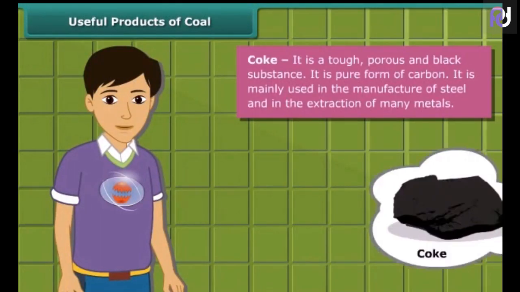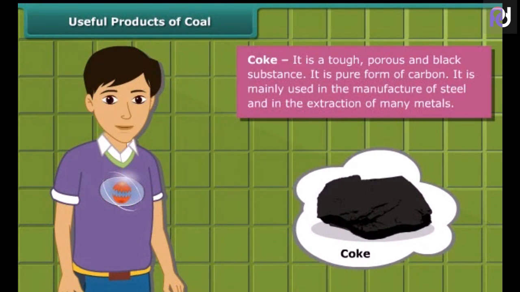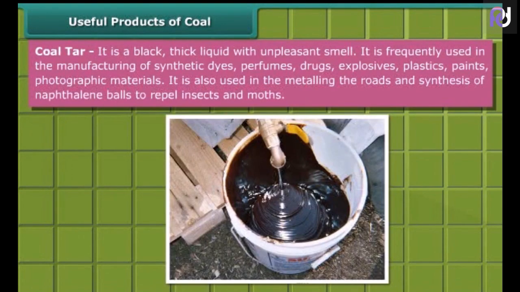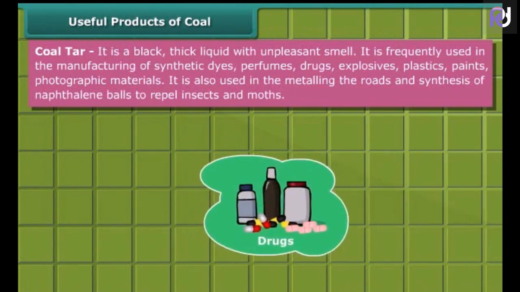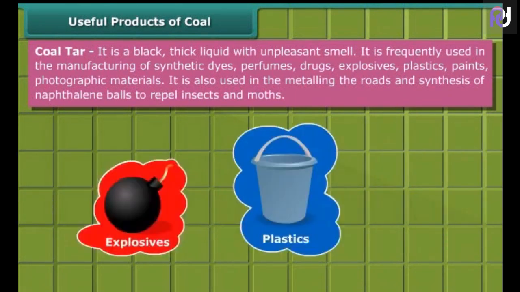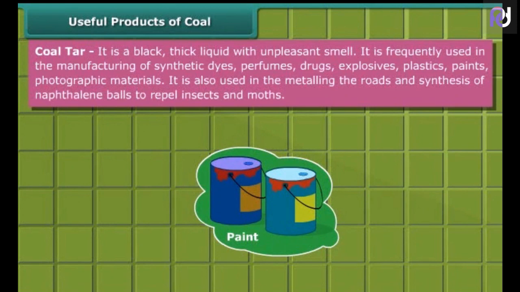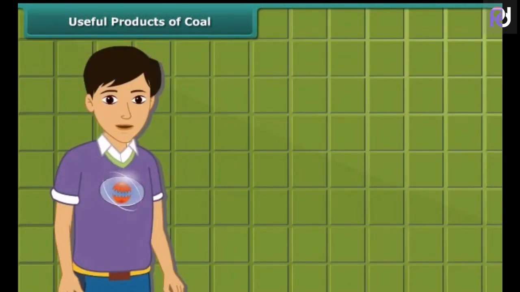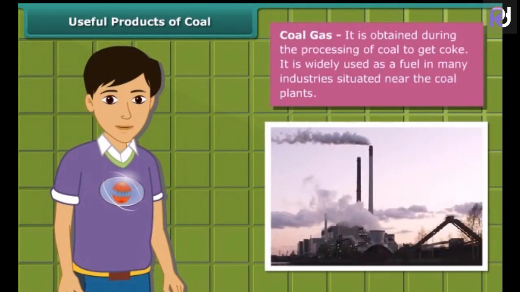The very first one is coke. It is a tough, porous and black substance. It is the purest form of carbon and it is mainly used for manufacturing of steel and extraction of metals. Second is coal tar, which is a black, thick, unpleasant liquid. It is frequently used in the manufacturing of synthetic dyes, perfumes, drugs, explosives, plastics, paints, photographic materials. Coal gas is used in industries and it is obtained as a byproduct when we are obtaining coke. And that's how we get coal gas.